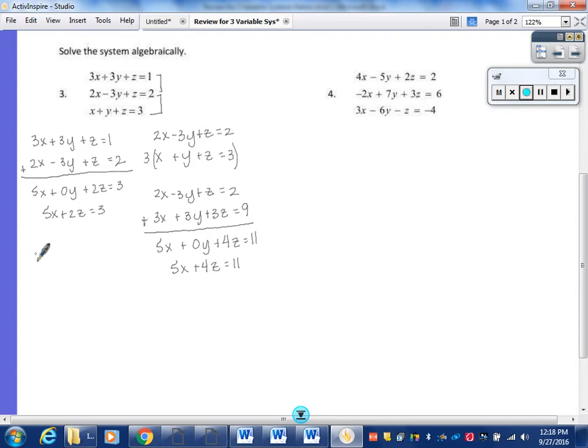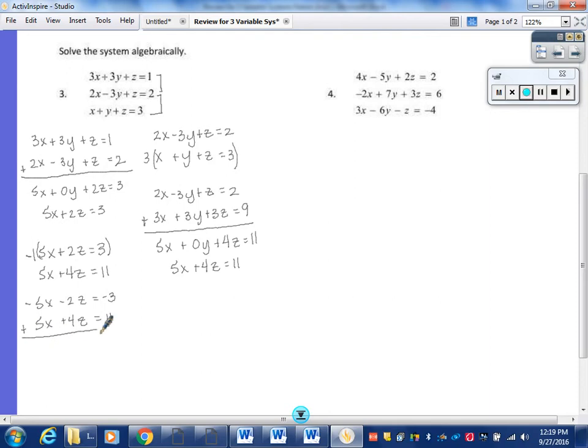I'm going to set those two equations up and look at them and see what I want to eliminate. So here's the 5x plus 2z, and here's 5x plus 4z is equal to 11. I have 5x in both, so I'm going to eliminate the 5x, but in order for me to do that, I need to make one of them negative. I'm going to make the top negative because it has fewer z's, but it really doesn't matter. We'll multiply by -1, so I get negative 5x minus 2z is equal to negative 3. And then 5x plus 4z is equal to 11.